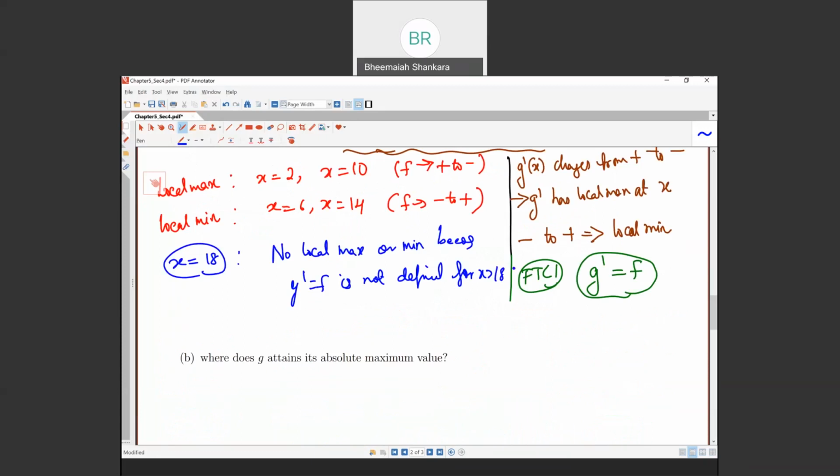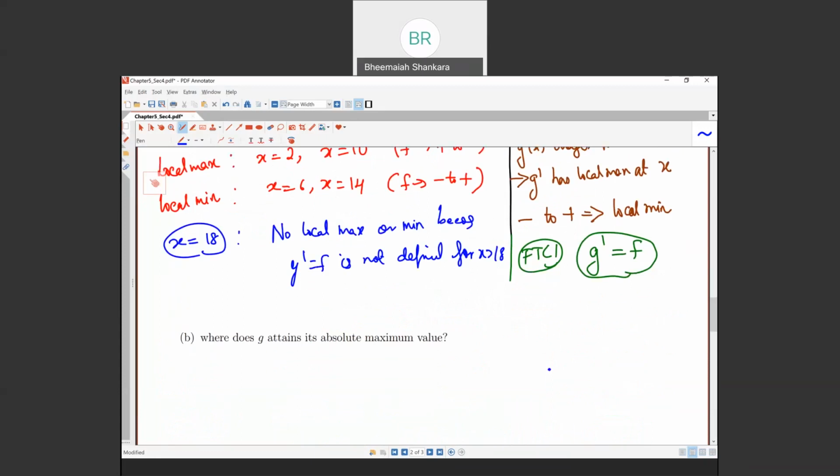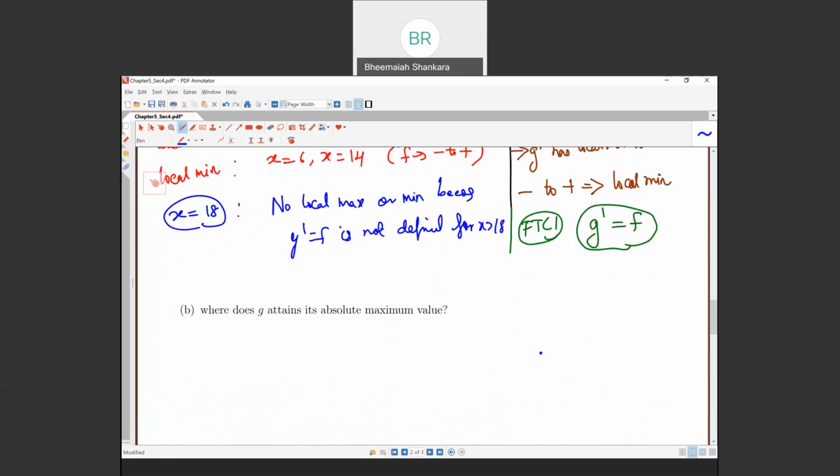The next part of the question, where does this g attain its absolute maximum value? So you want to use the definition of absolute max. So here is the definition for absolute max. It's all the g(c) greater than or equal to g(x). So all the x values for which g(c) is greater than g(x), we call it the absolute maximum value. So now first let's use this definition, which is the integral definition of the function g, the integral from 0 to x of f(t) dt. And we understand that this is the area under the curve f(t).